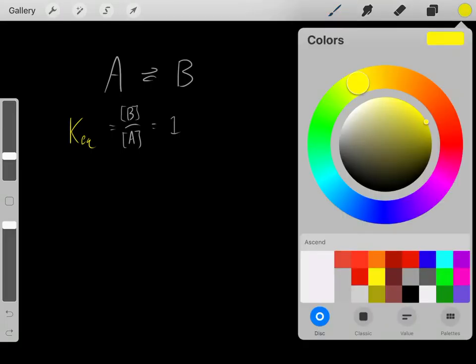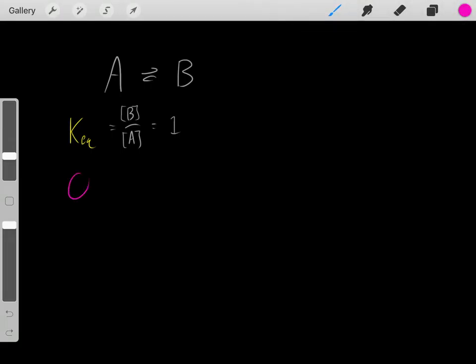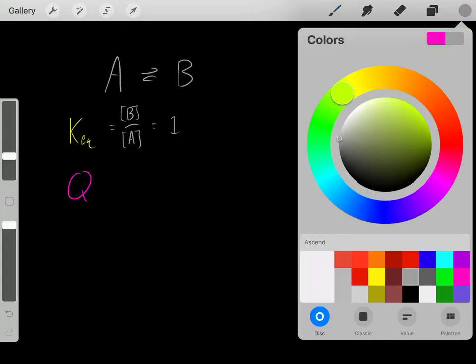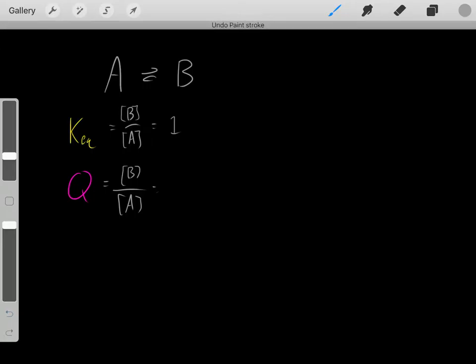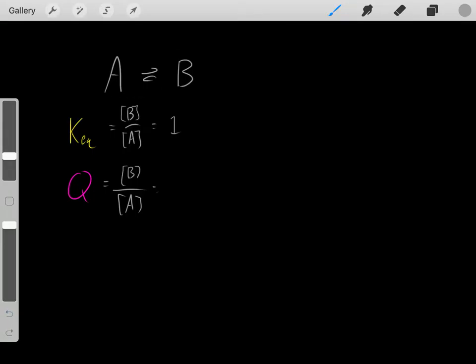However, what if we're not at equilibrium? What if we want to find the reaction quotient and we're not at equilibrium? Well, again, we plug in the current B concentration over the current A concentration, and that gives us the reaction quotient. We know at equilibrium we have even amounts of A and B, but what if instead maybe we have 10 moles of A and maybe 1 mole of B?